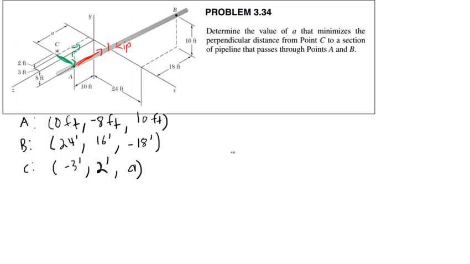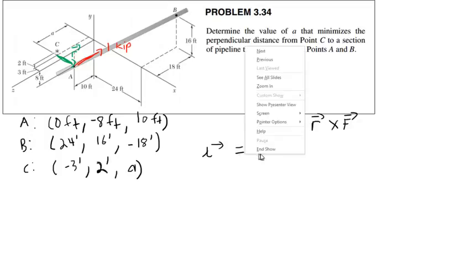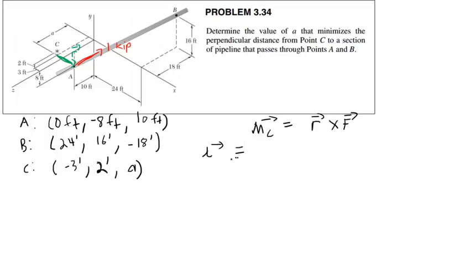So if we remember correctly, the moment about C is going to be equal to R cross F. So we will need to get both vector R and vector F. Vector F we can get entirely, vector R will need to be done in terms of coordinate A. So first thing I need is lambda AB, the unit vector along line AB.